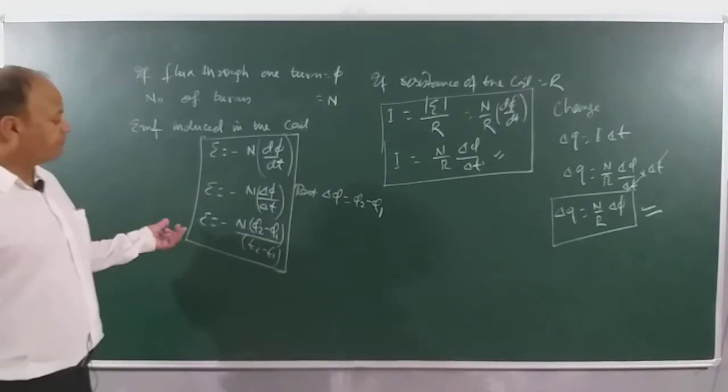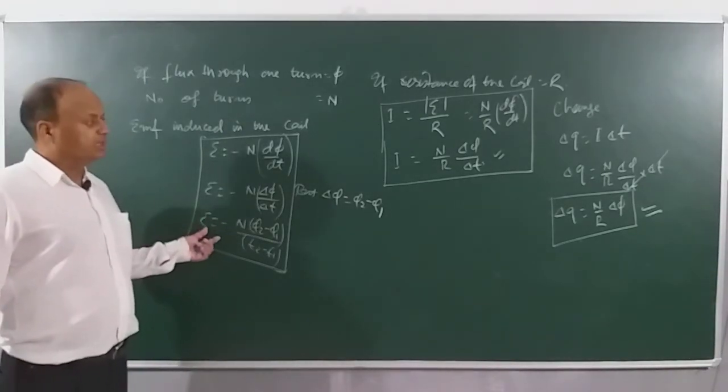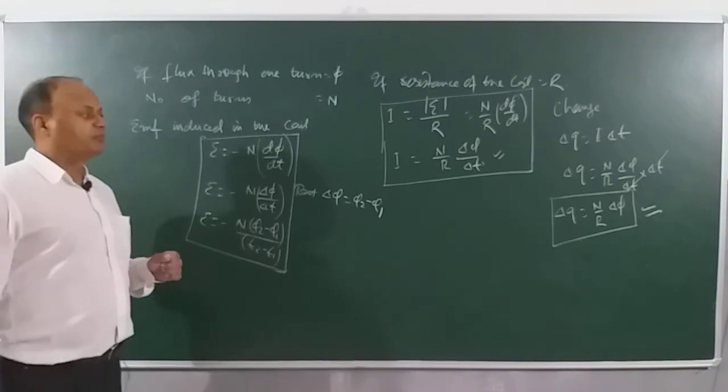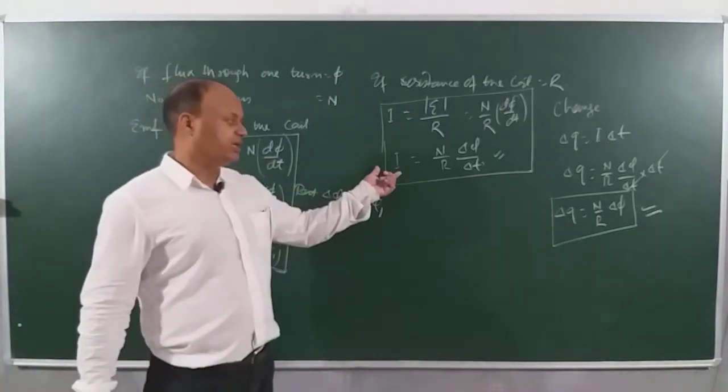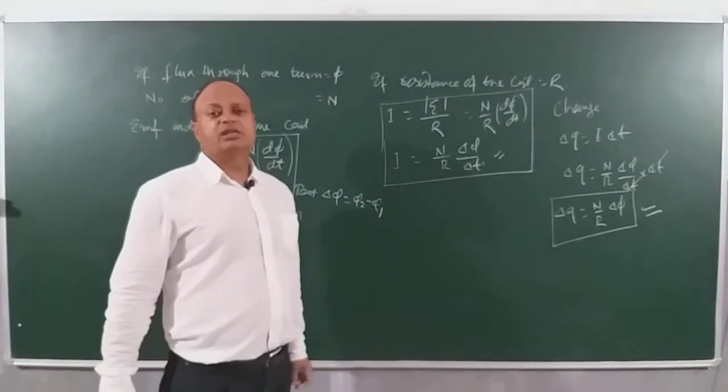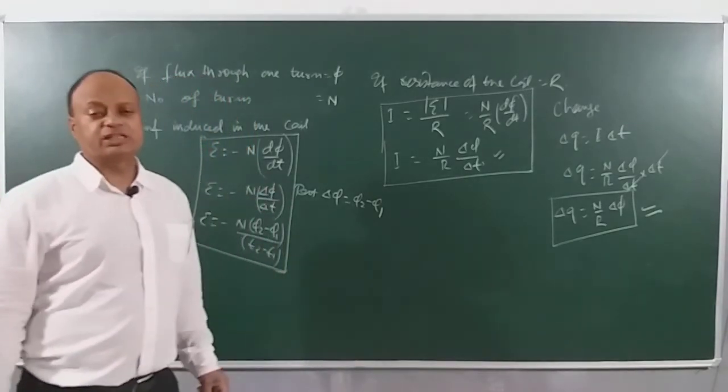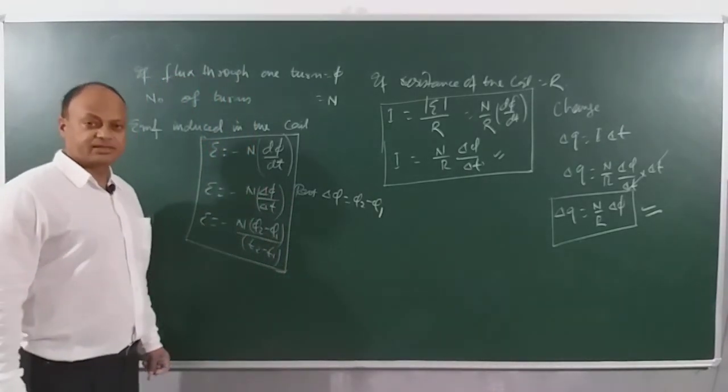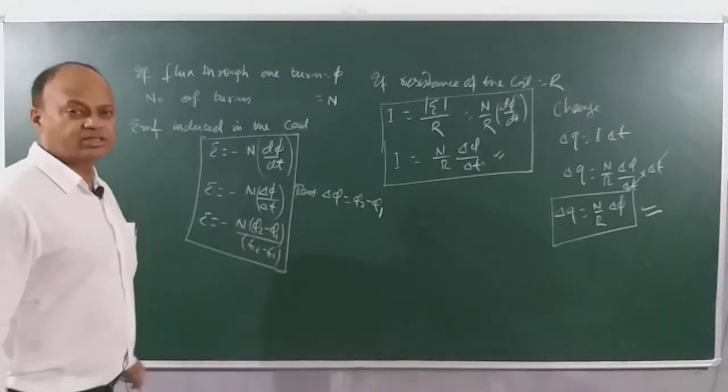So this will be an important set of formulas that we calculated. We saw a formula for calculating EMF. Then we saw a formula for calculating how much I is and then how much charge is set to flow in a circuit as a consequence of electromagnetic induction, right? Let's see a small numerical on this, okay?